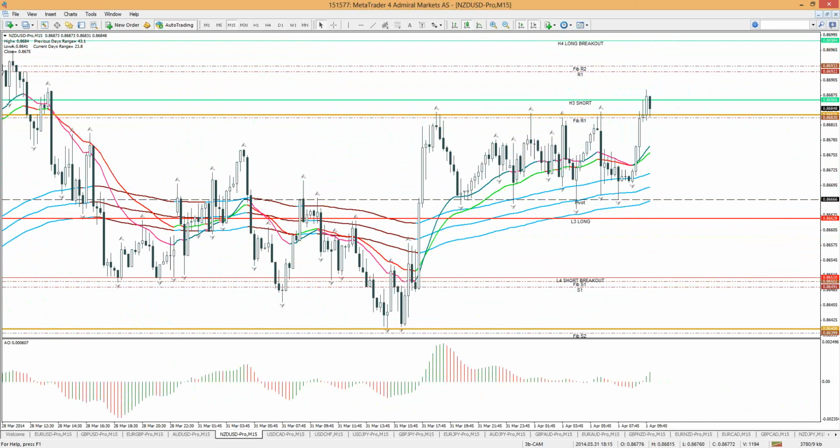Let me check everything. We have the daily top being broken. We got some good space up to H4 after the dip.